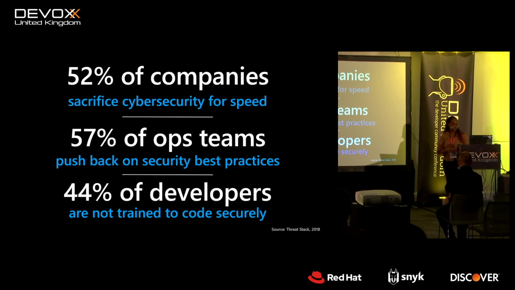52% of ops teams push back on security best practices. You'll find that most of the security vulnerabilities require you to build a solution upfront, or even for them to use updated software. So there's usually a lot of pushback from ops teams. And 44% of developers are not trained on coding securely.